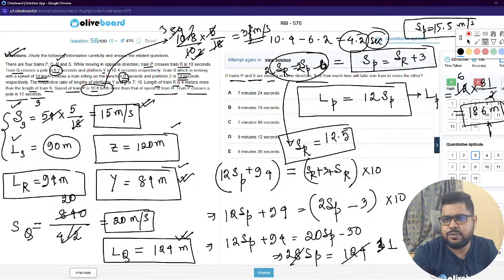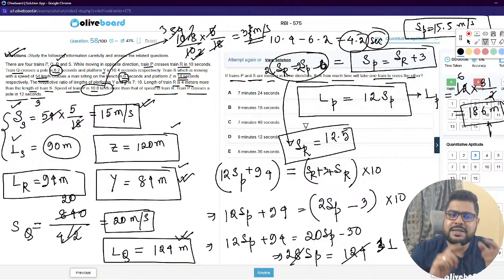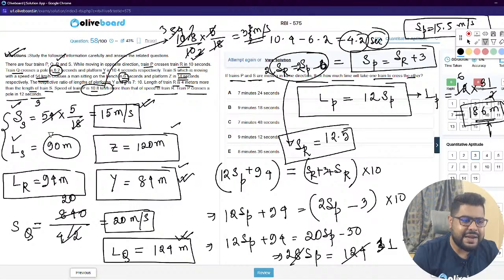You will say, sir, you have cooked up a whole khichdi. But again, there is no other option. How much time will it take to cross each other? P and S cross each other, meaning the total distance will be the sum of their lengths. So 186 is the length of P and 90 is the length of S. So it will be 276, the sum of the lengths.